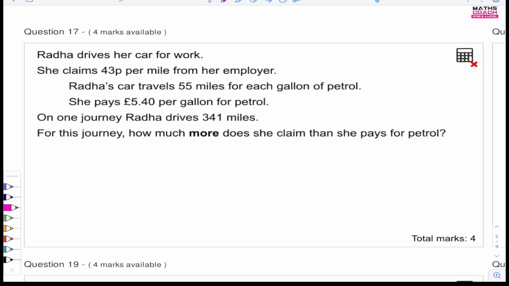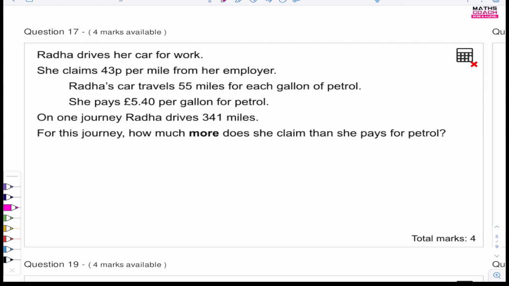Question 17. Radha drives her car for work. She claims 43p per mile from her employer. Radha's car travels 55 miles for each gallon of petrol. She pays £5.40 per gallon for petrol. On one journey, Radha drives 341 miles. For this journey, how much more does she claim than she pays for petrol?